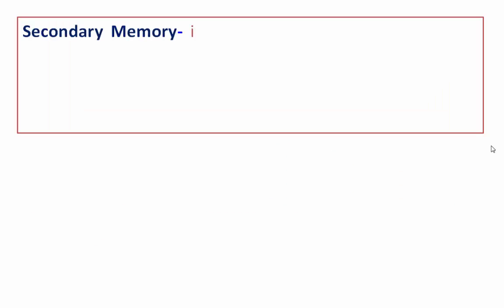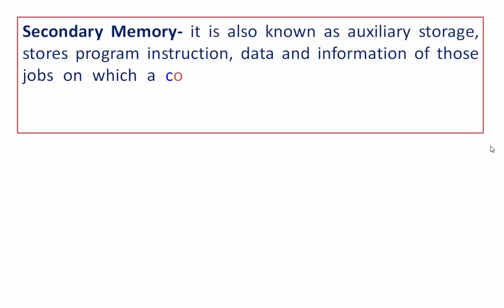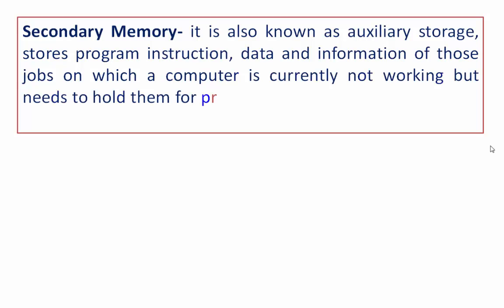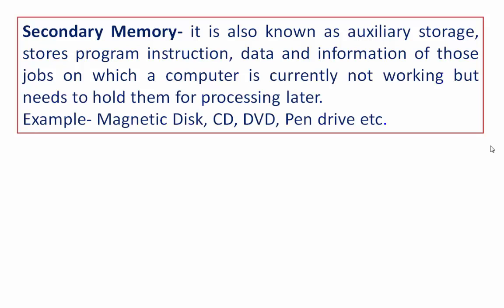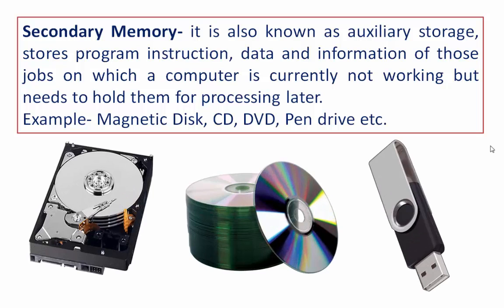Now it is time to see the secondary memory. It is also known as auxiliary storage. It stores program instructions, data and information of those jobs on which a computer is currently not working but needs to hold them for processing later. Here are some examples like magnetic disk, CD, DVD, pen drive, etc.